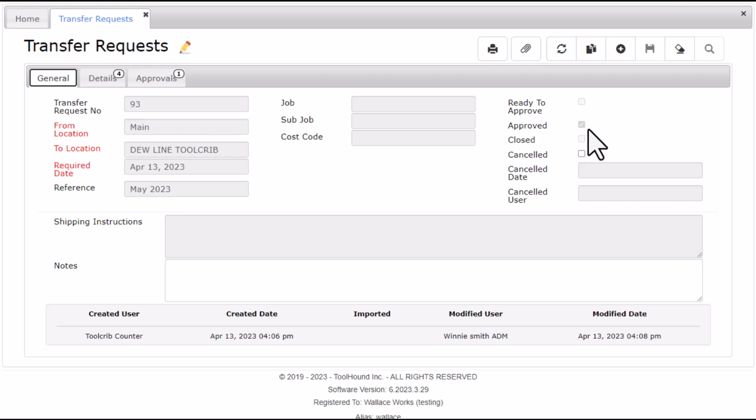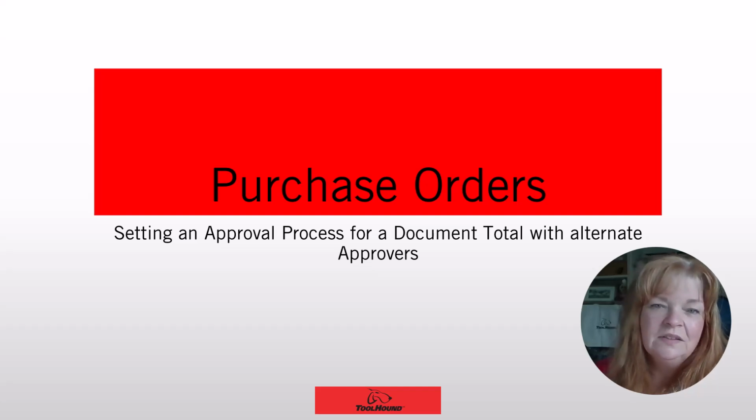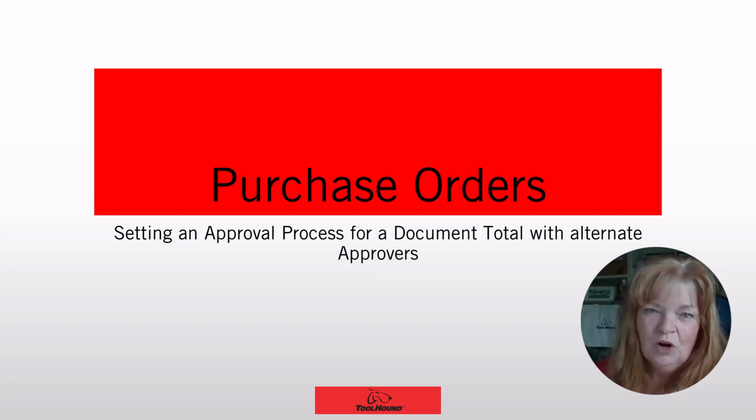If there were multiple levels of approval required, then all approvals would need to be completed before the document was approved. In this example, we'll create a purchase order without an approval process. Next, we'll set up an approval process requiring a single approver from a list of alternate approvers when a PO is above a specific value. Finally, we'll recreate the same purchase order with the approval process in place.